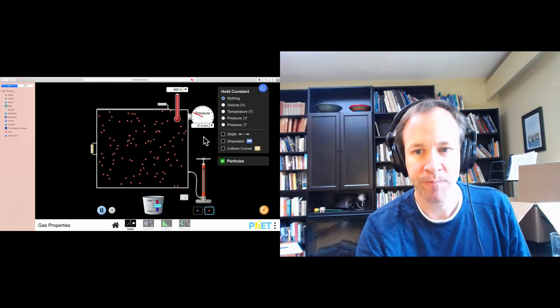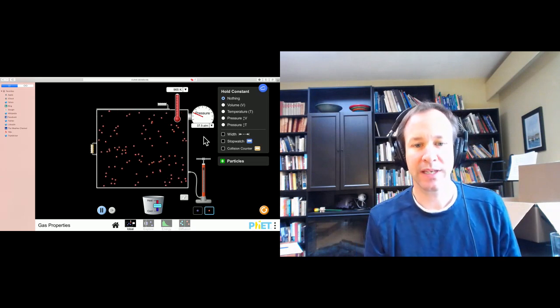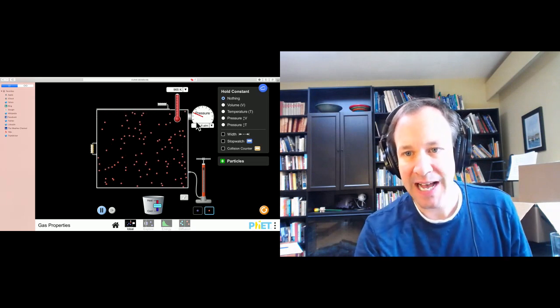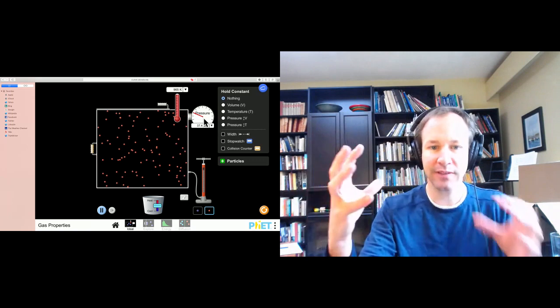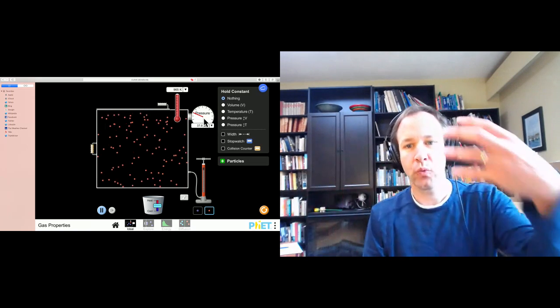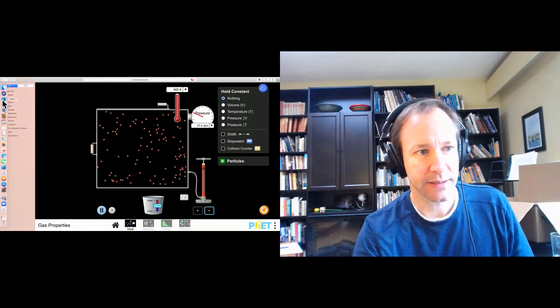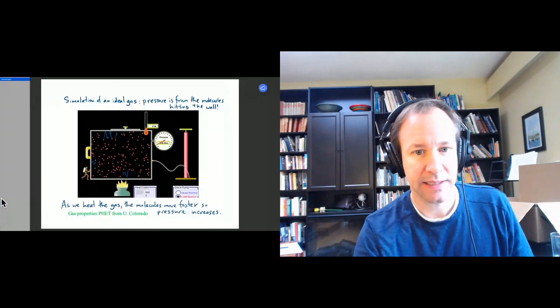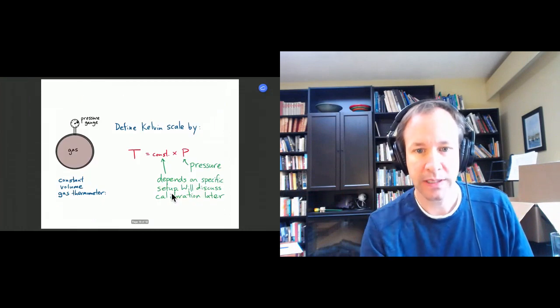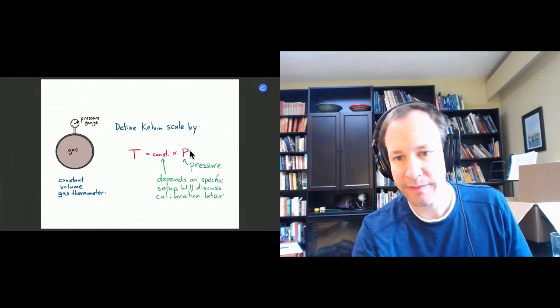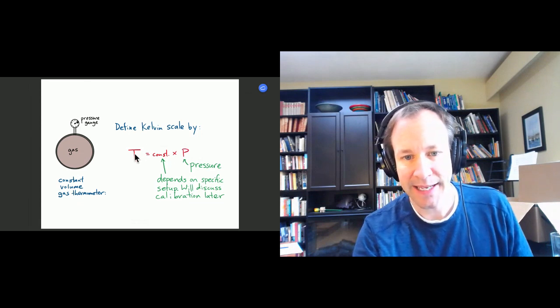Okay. And so this is the way that we can define a temperature scale. We just attach a pressure gauge to measure the force of the air, and then we define a temperature based on that. Okay, so I'll go back to my slide here. So literally, we just read off the temperature from the pressure gauge, and then define the temperature to be proportional to that.